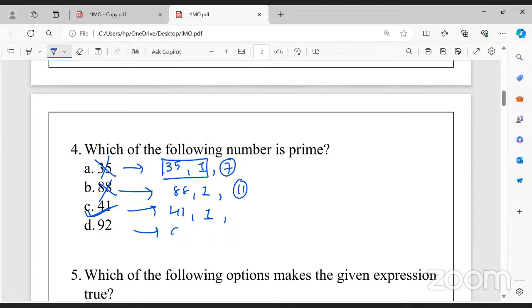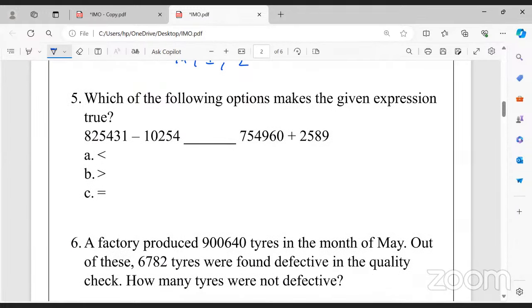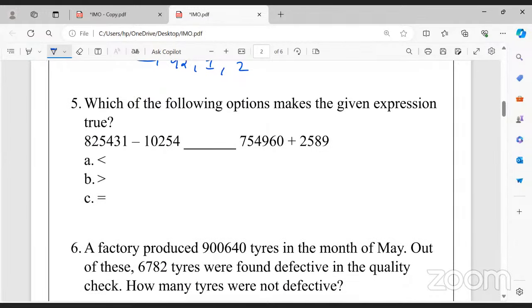Okay. 92 will come in 92, 1, 2 and many more. So even if you get 1 extra, then yes, 41 is the answer. Absolutely correct. Coming to the next, this is very easy peasy lemon squeezy.